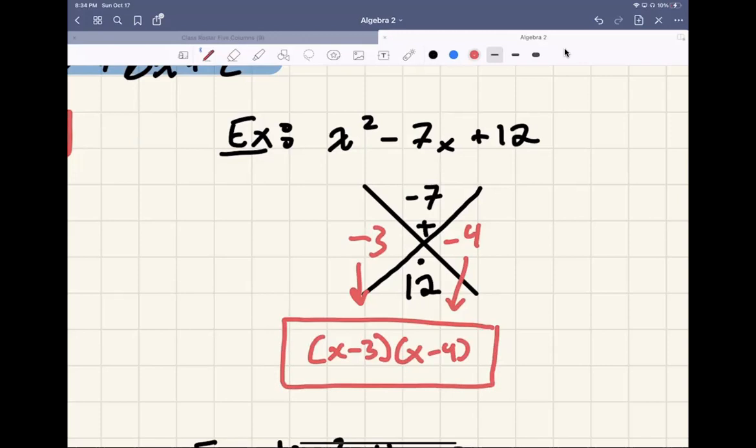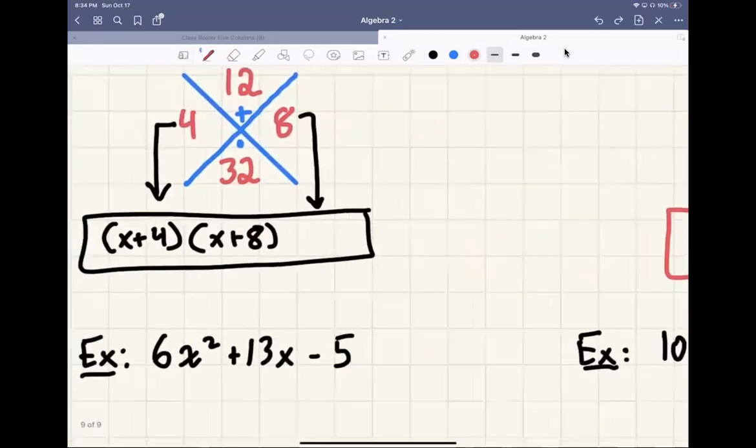Right. So hopefully it's not too hard to look at this. If you end up getting minus minus, then you're going to know that it's going to be a negative times a positive. So for the most part, this one's negative and negative. All right. Now we have a different type.